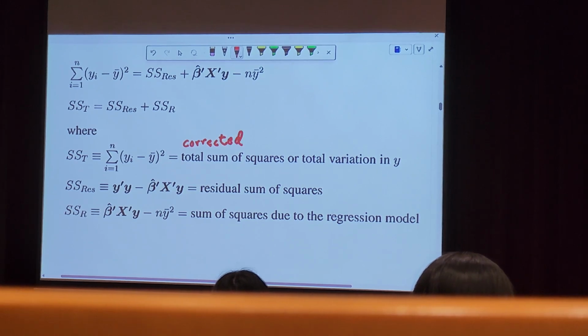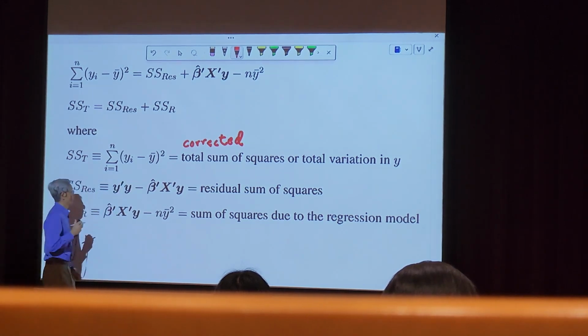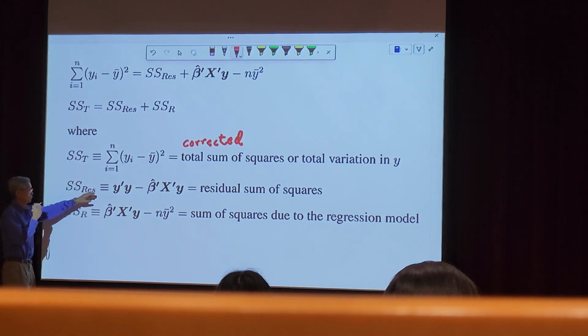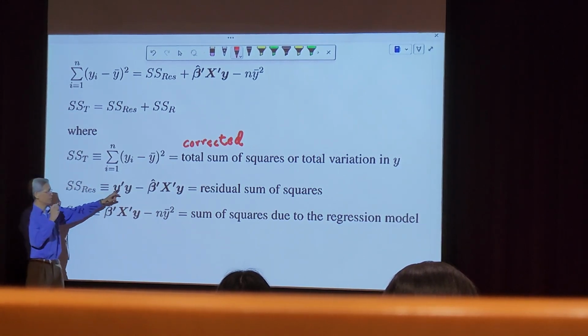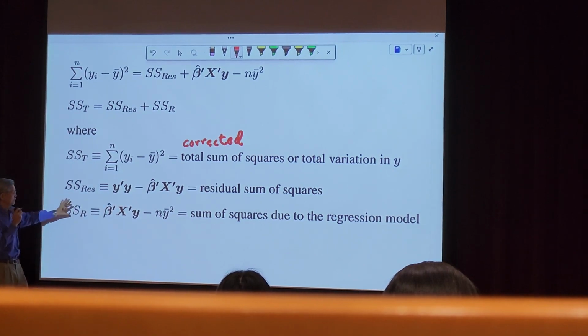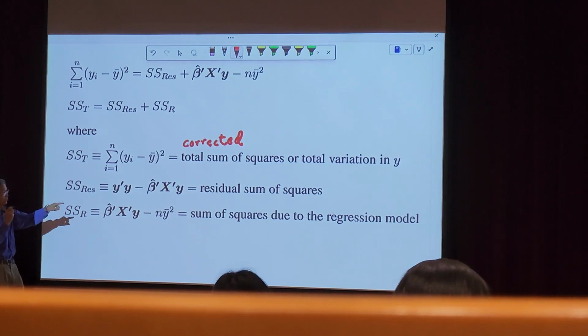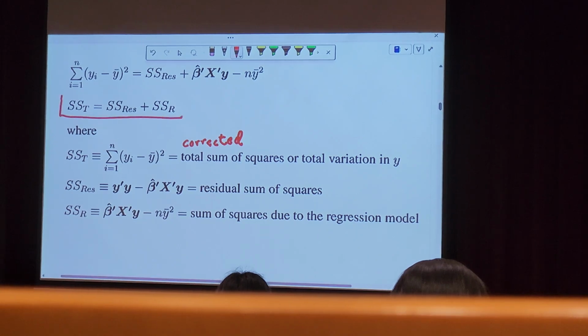Now sometimes I can call this the total sum of squares. When I say total sum of squares, I know I'm referring to the corrected total sum of squares. Then the residual sum of squares: you start from the sum of squared residuals, and you can show that it is equal to this. This is the sum of squares due to the regression model. So this completes the decomposition, let's call it the decomposition of variance. Right?